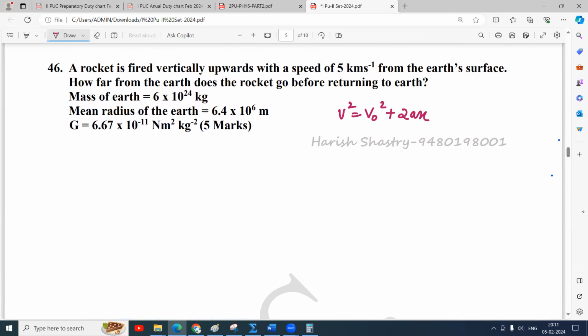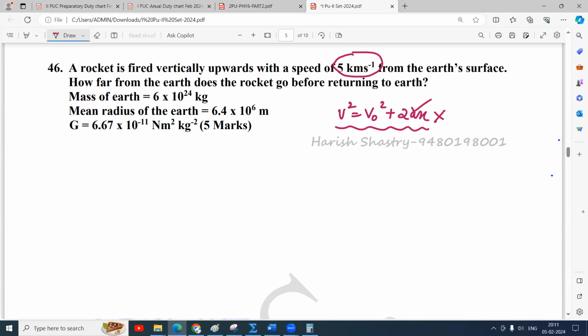But this formula is wrong, because this formula can be used only when the acceleration is uniform throughout the journey. Wherever the object moves, a should be same. So this is a uniform acceleration formula. But here the object is thrown with a velocity of 5 km per second. Remember, 5 km per second is almost half of the escape velocity.